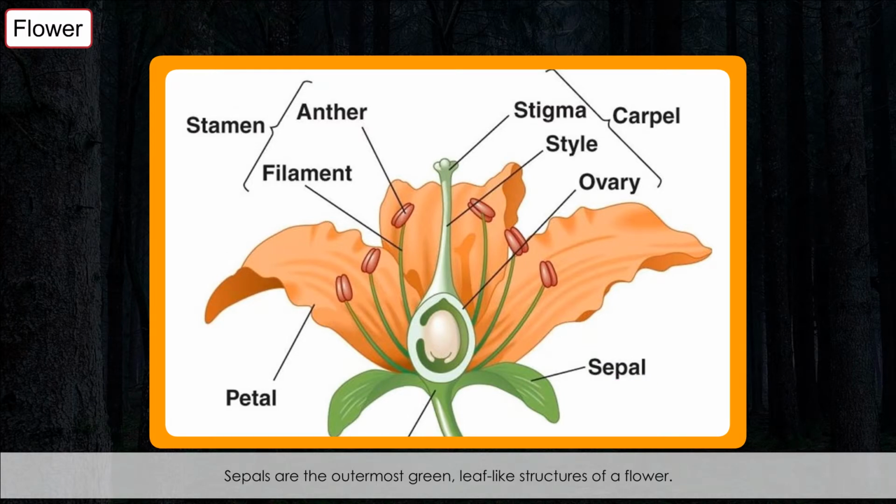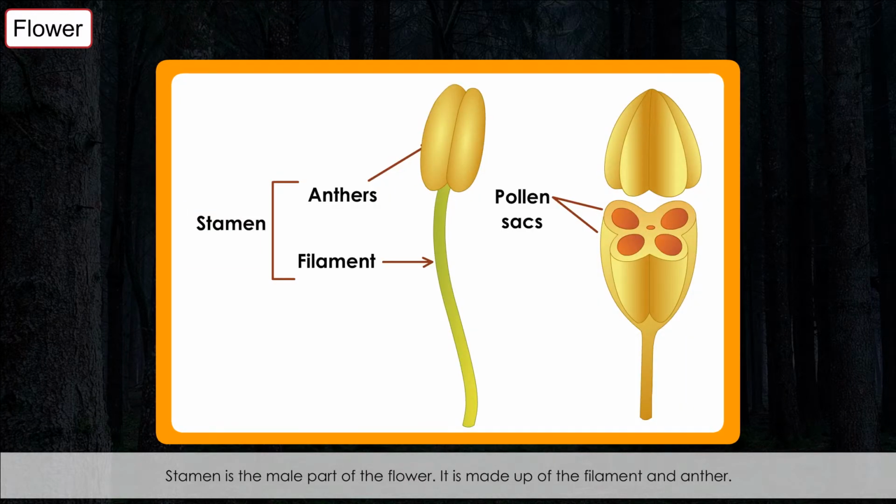Sepals are the outermost green, leaf-like structures of a flower. They protect the flower in bud condition and also perform photosynthesis. Petals are colorful parts of the flower. The variety in number, size, color and shape of the petals make flowers very attractive.